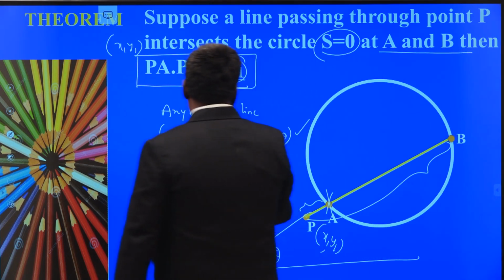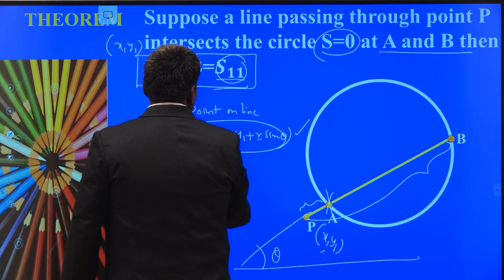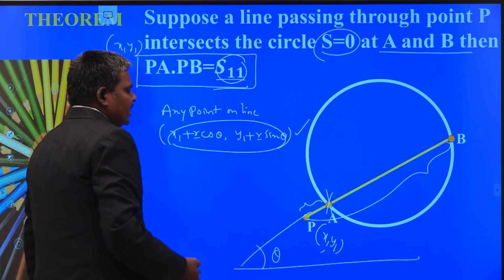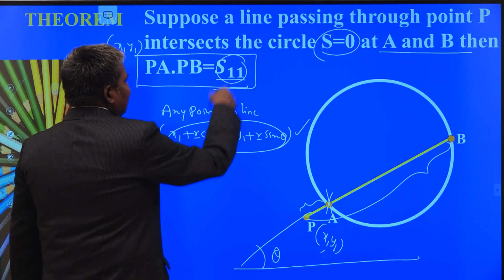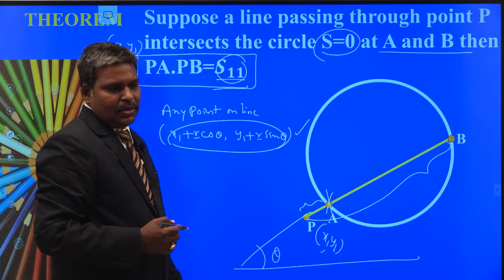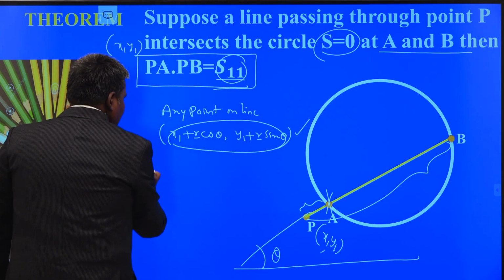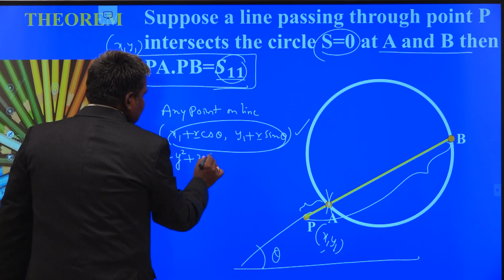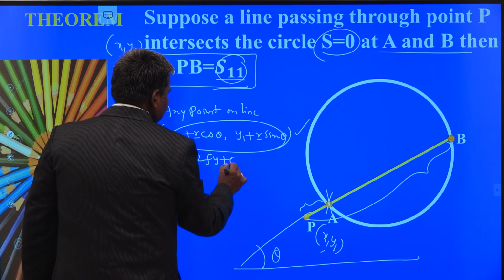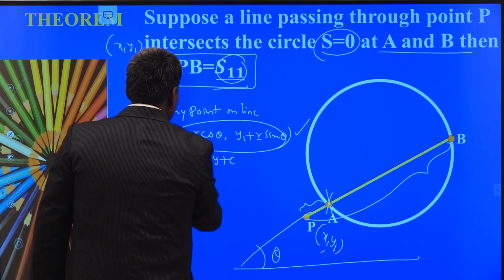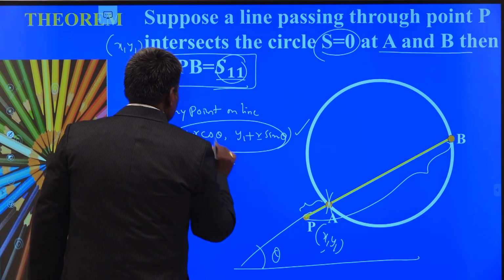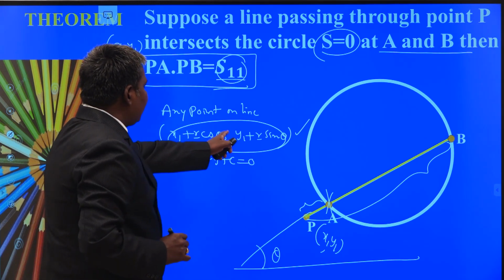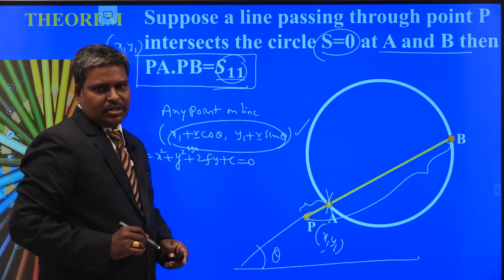So this is the point of intersection. I am taking this as a point on the line. My point of intersection immediately satisfies what? My S. What is S? S is nothing but x square plus y square plus 2gx plus 2fy plus c, and this is 0. So this point immediately satisfies this equation.